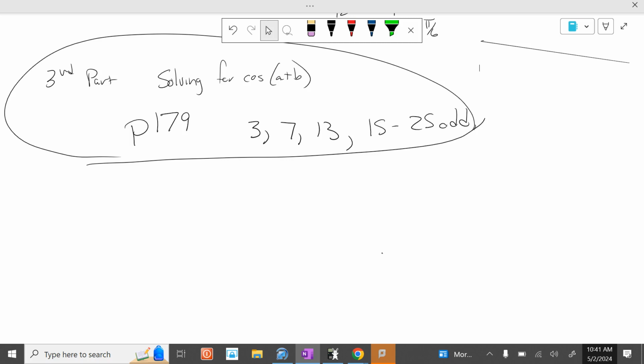Number 19, the answer is square root of 6 plus square root of 2 over 4. If you had square root of 2 plus square root of 6 over 4, that also works. Number 21, square root of 2 minus square root of 6 all over 4. Number 23 is square root of 6 minus square root of 2 all over 4. And number 25 is negative square root of 6 minus square root of 2 all over 4.